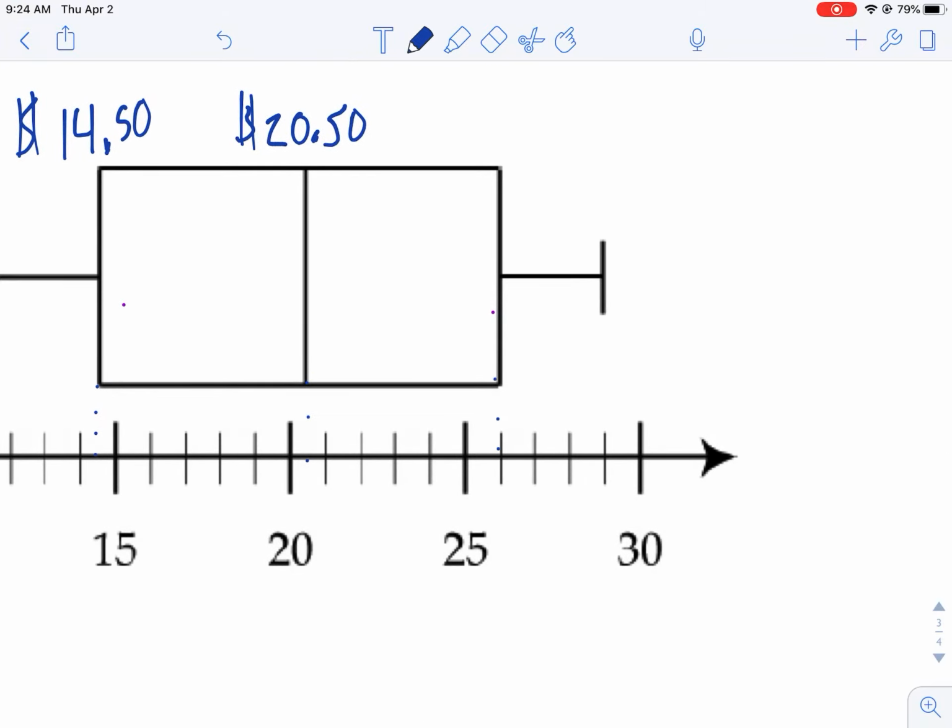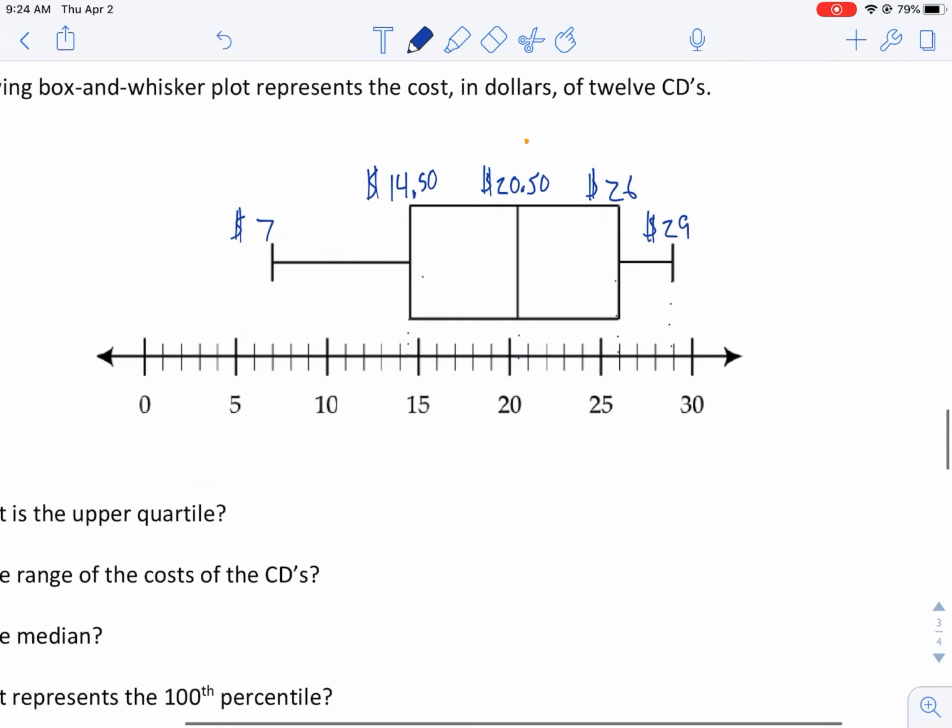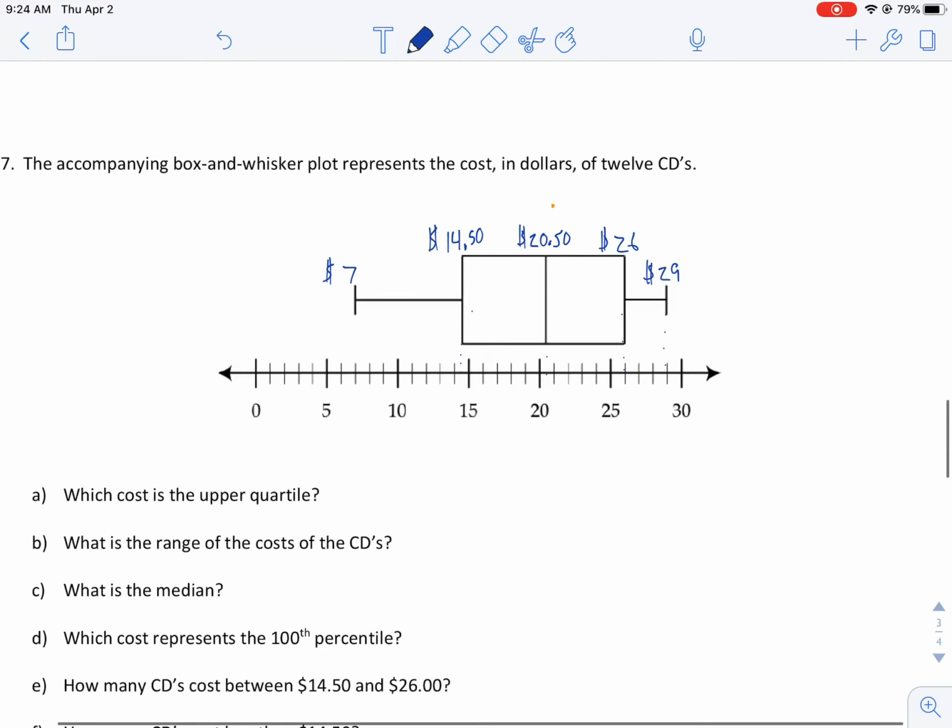And then here, that is 26. And then here, that's going to be at $29. There's something to note here. It says this is of 12 CDs. Okay? So let's keep that in mind when we're working through the problems, because we're going to use that statement to answer some questions off the data.